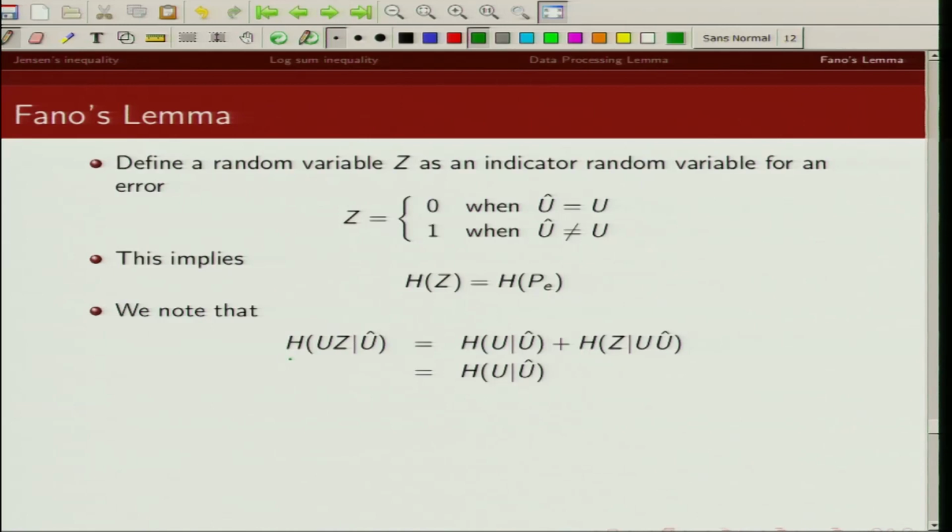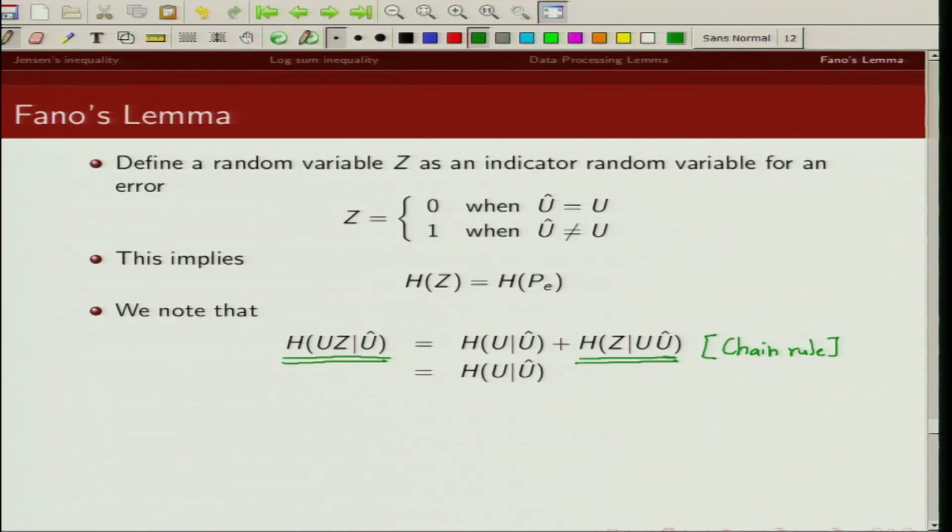Now let us look at this term, uncertainty in u z given the estimate of u. Now we apply the chain rule. If we apply the chain rule, what we get is uncertainty in u given u hat plus uncertainty in z given u hat is equal to this quantity. Now let us look at each of these two quantities.